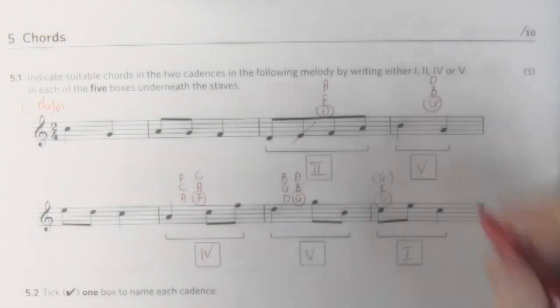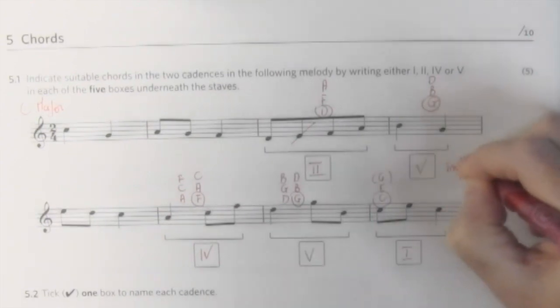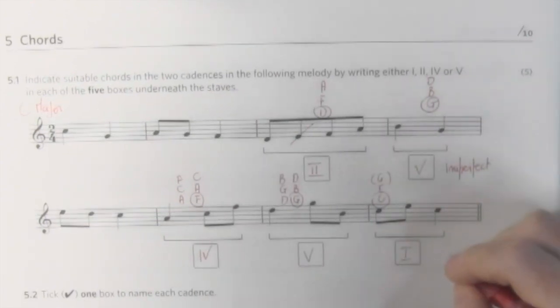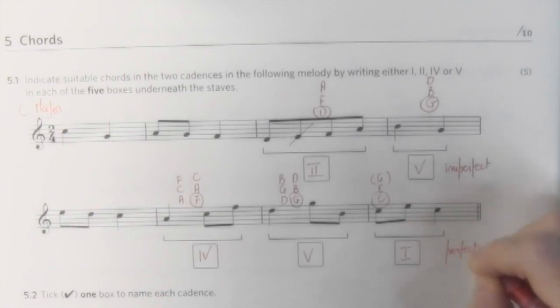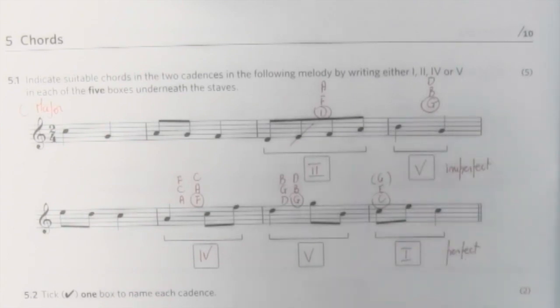2-4 is an imperfect cadence. Let me write it down actually. We need it for the next exercise anyway. Okay. Done. Are you happy? Let's move on to the next one.